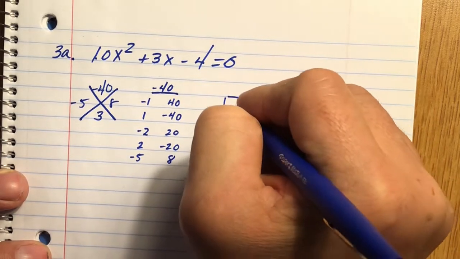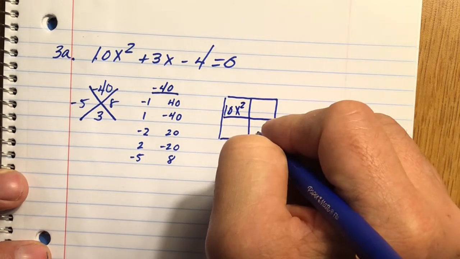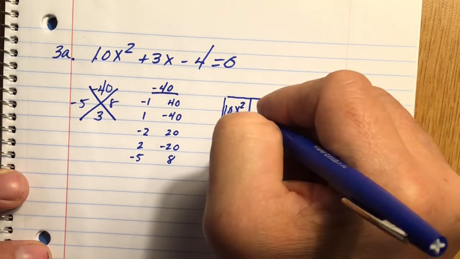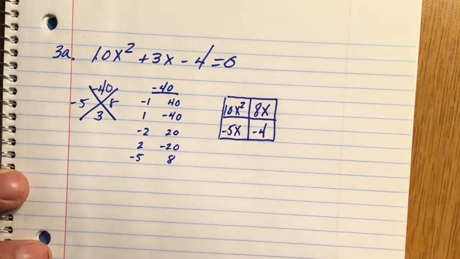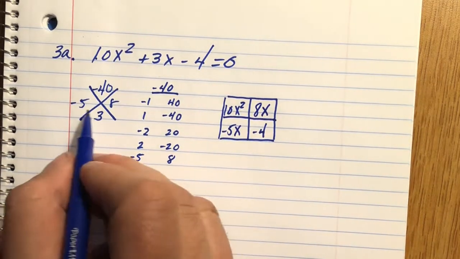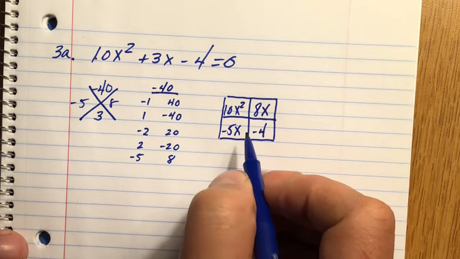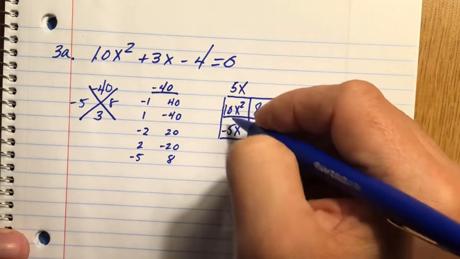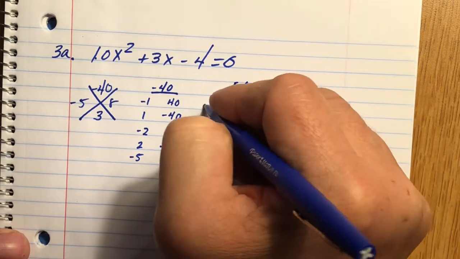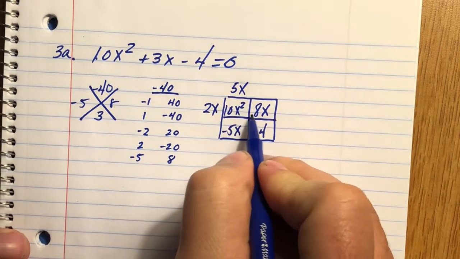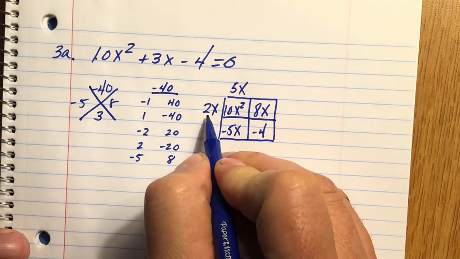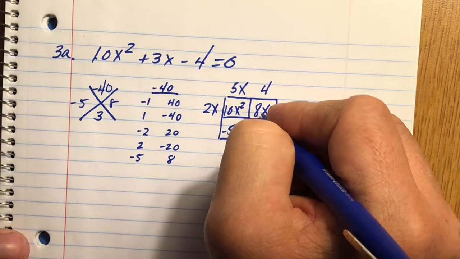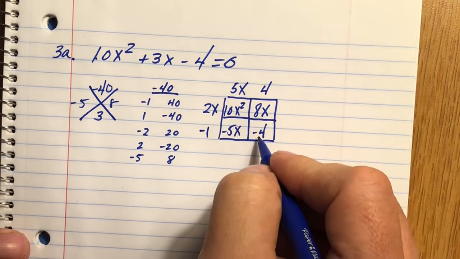So I've got 10x squared, negative 4, negative 5x, and 8x. You guys should be getting pretty good at filling in that box if you use this method. These two terms have a 5x in common. These two terms have a 2x in common. 2 times 4 is 8x, and 4 times negative 1 is negative 4.